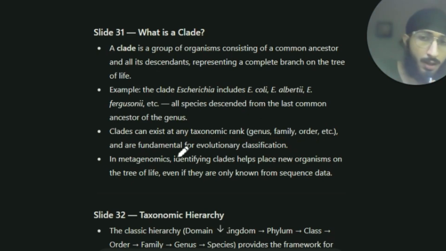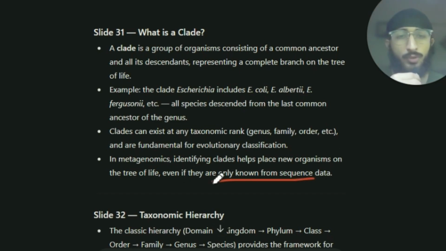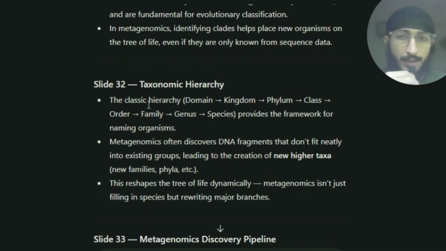And in metagenomics, identifying clades helps place new organisms on the tree of life, even if they are only known from sequence data. Now the taxonomic hierarchy. The classical hierarchy, domain, kingdom, phylum, class, order, family, genus, species, provides the framework for naming organisms. Metagenomics often discovers DNA fragments that don't fit neatly into existing groups, leading to the creation of new higher taxa, that is new families, phyla, etc. This reshapes the tree of life dynamically. Metagenomics isn't just filling in species but rewriting major branches.